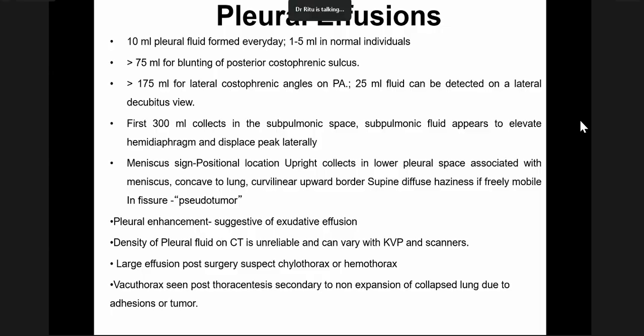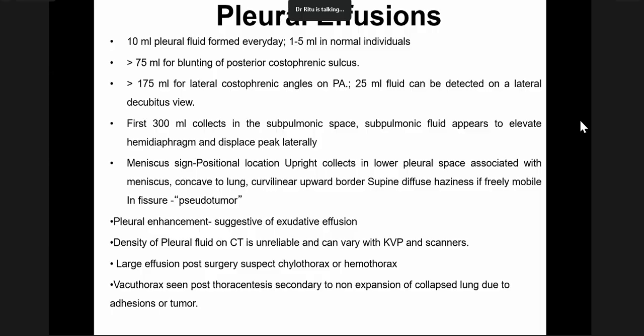Sometimes you will see that the fluid will extend into the fissure and form a pseudotumor. It makes it look like a mass on a radiograph. But if you look at it on the lateral, you can see clearly that it takes the shape of the pleura. And I'll show you an example. We generally look for pleural enhancement, which is suggestive of an exudative effusion. Now, an exudative effusion may be malignant or infected, depending on the context of the patient's history.